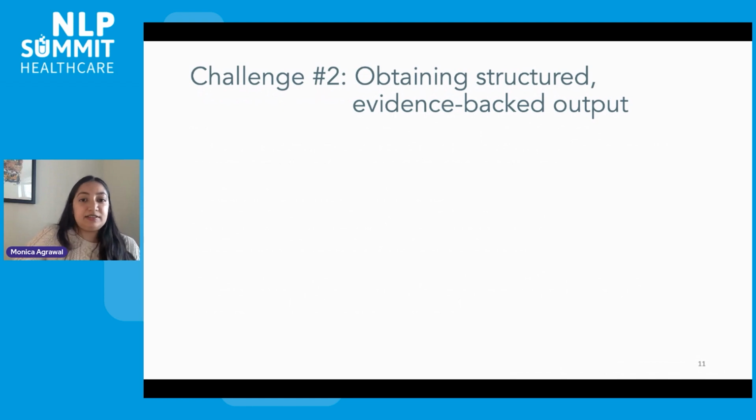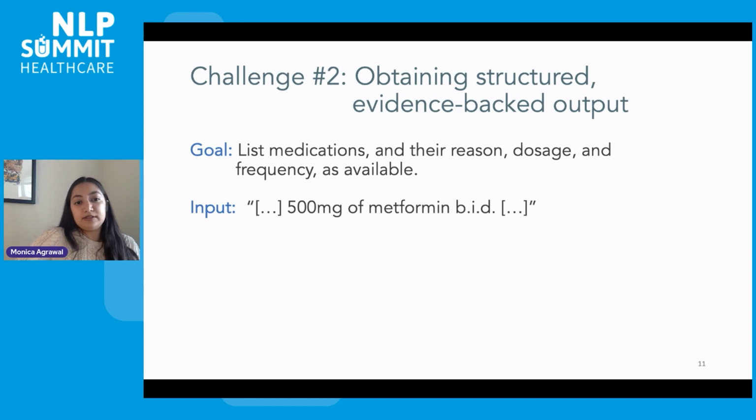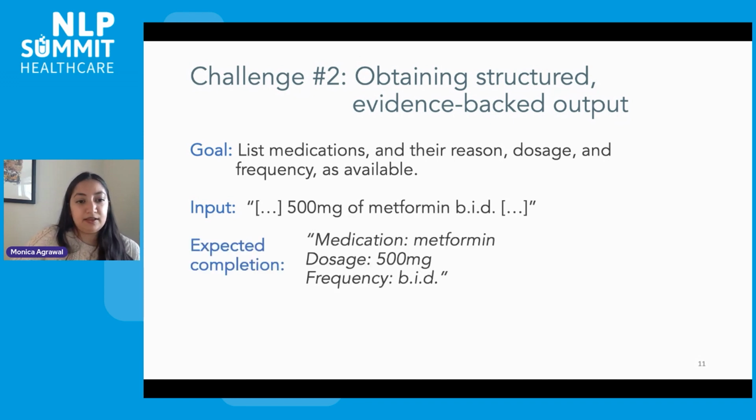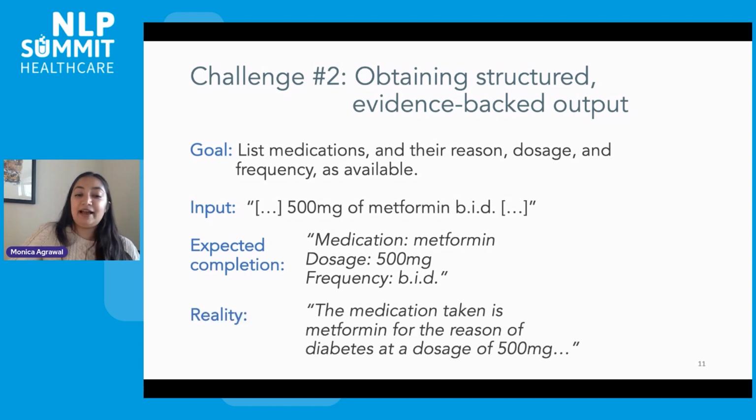The second challenge is obtaining structured, evidence-backed output. Let's say our goal is to list medications and their reason, dosage, and frequency as available. So our input looks like 500 milligrams of metformin BID. The expected completion might be something like medication: metformin, dosage: 500 milligrams, frequency: BID. However, the reality, if we were to ask a model, is that it might return something that looks more like: the medication taken is metformin for the reason of diabetes at a dosage of 500 milligrams.